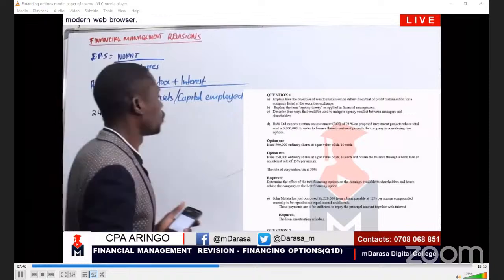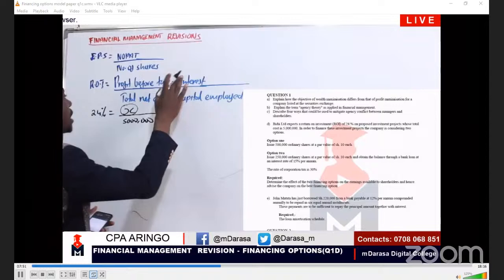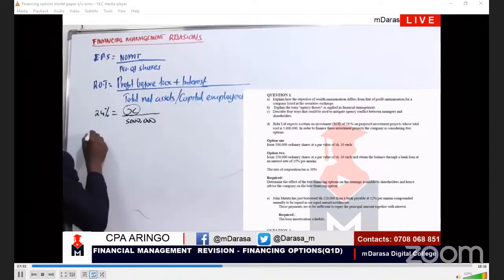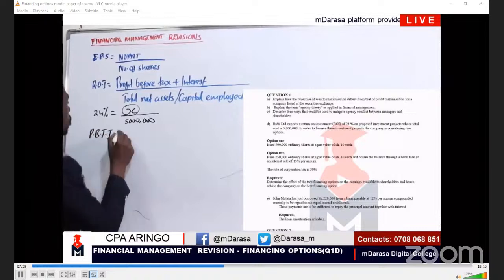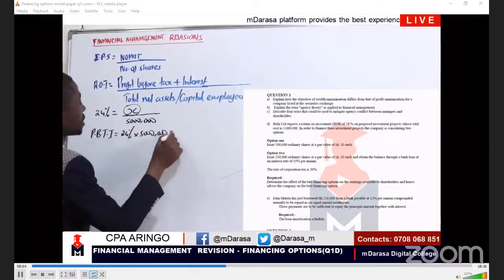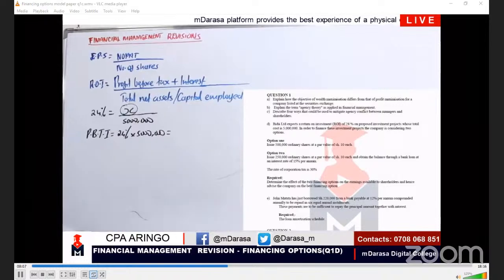Profit before tax and interest. This is just profit before tax and interest, right? So therefore, we can agree that my profit before tax and interest, I should be talking of 24% here times 5 million, which, my good students, should give us how much? Let me pick my calculator and see what we'll be having.